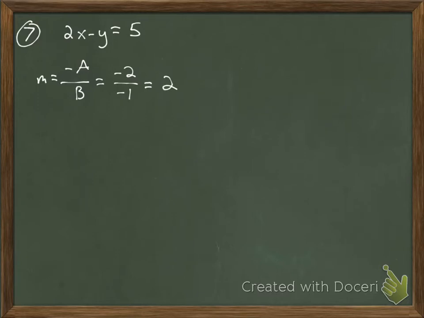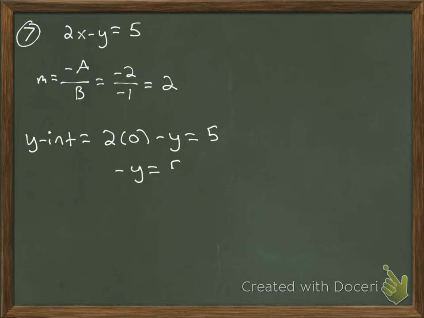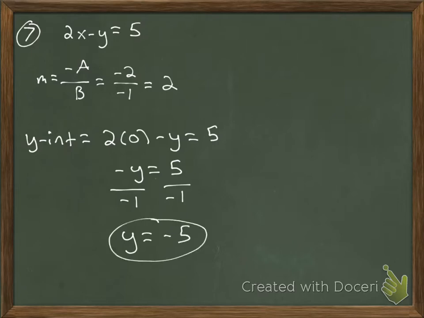And then for my y-intercept, I'll plug 0 in for x. 2 times 0 minus y equals 5. So that'd be -y equals 5. Divide by -1, and y equals -5. Oh, bless me. All right, that'd be 0, -5.